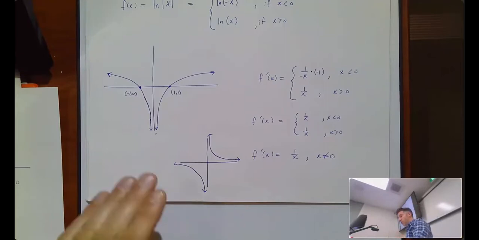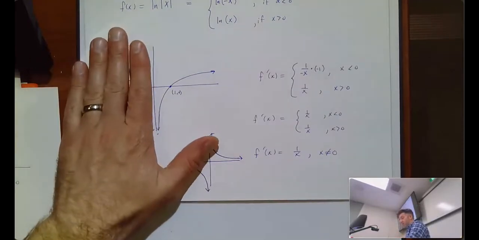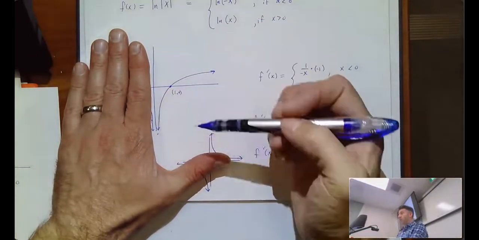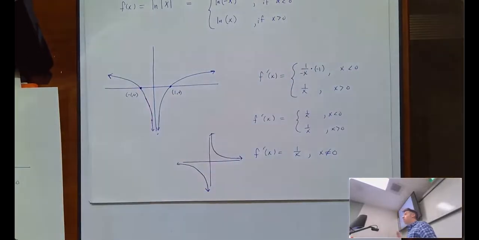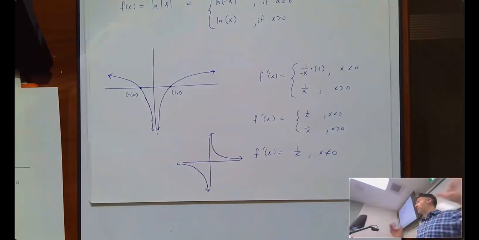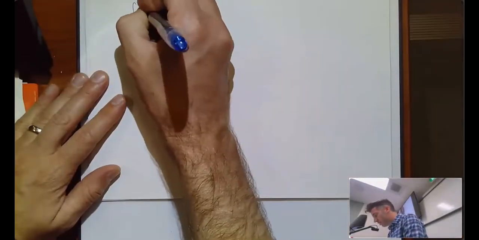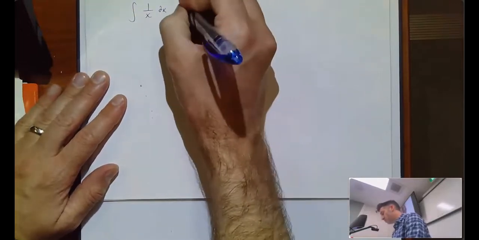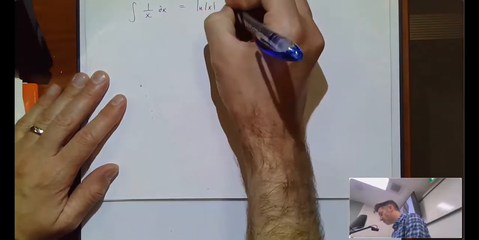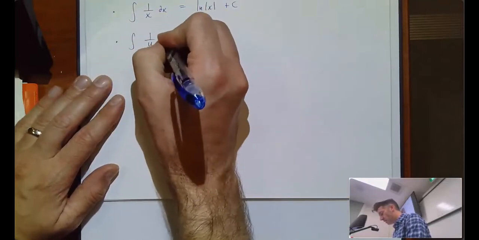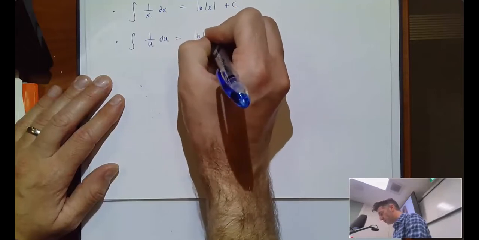If it was just the natural log of x, not the natural log of the absolute value of x, you wouldn't be getting the whole domain that we want. So that's why when we anti-differentiate 1 over x, we get the natural log of the absolute value of x, because we want the domains to match up. So when you anti-differentiate 1 over x, you get the natural log of the absolute value of x plus c. Or more generally, when you anti-differentiate 1 over u du, you get the natural log of the absolute value of u plus c.